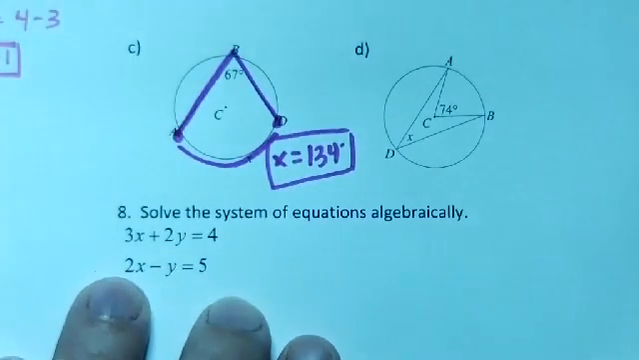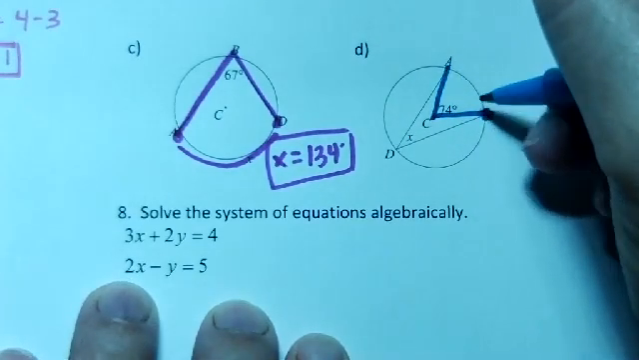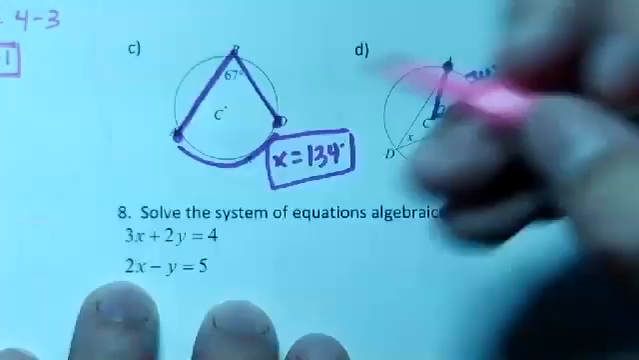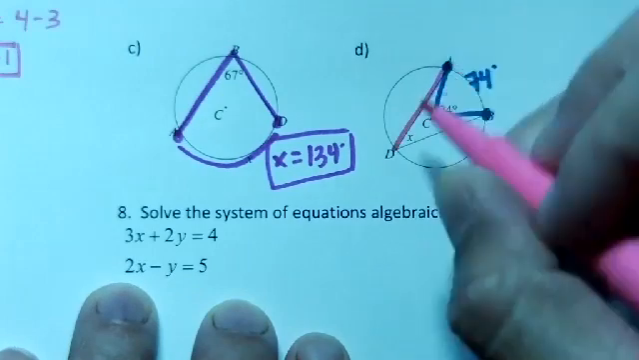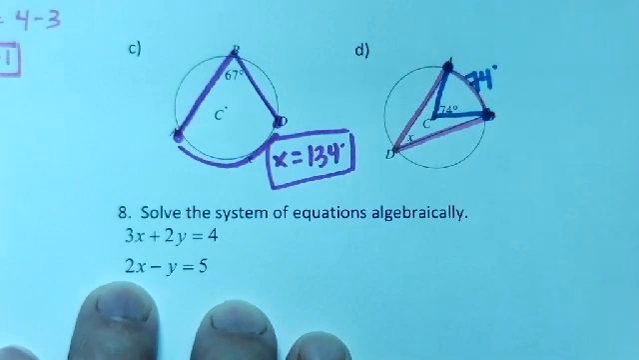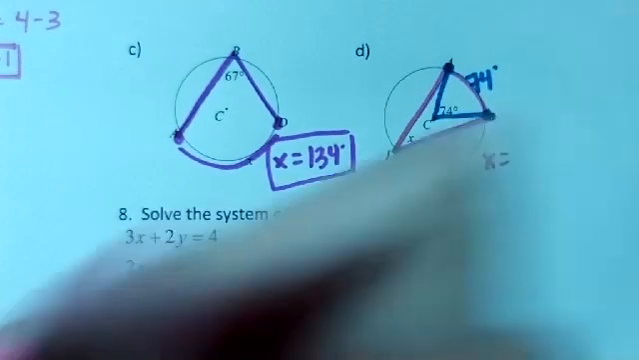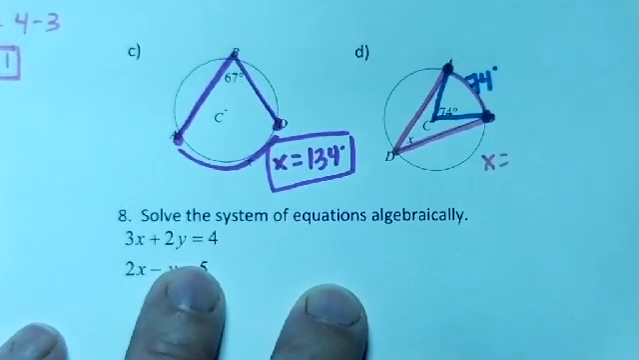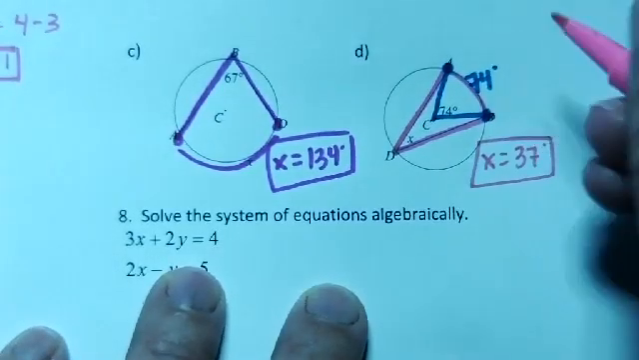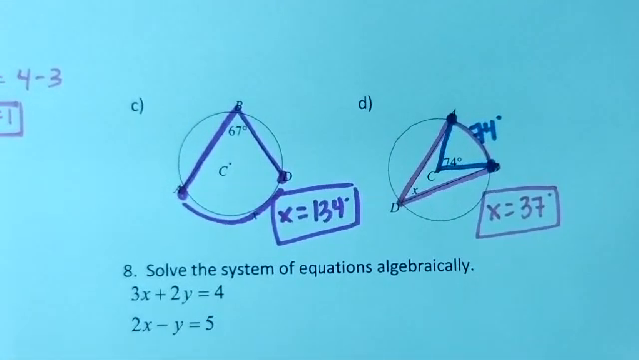And then letter D, we have this 74-degree angle intercepting that arc, which means that would be 74 degrees. And then we have this inscribed angle intercepting that same arc. So if you think about it, what are you going to do with that arc? You're going to divide it by 2. So you'll do 74 divided by 2, and you'll get 37. Okay, because it's in the arc and it's inscribed, so you have to divide it by 2.